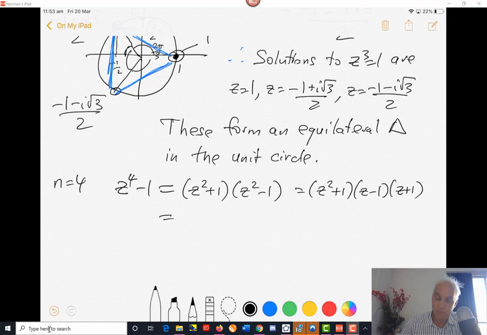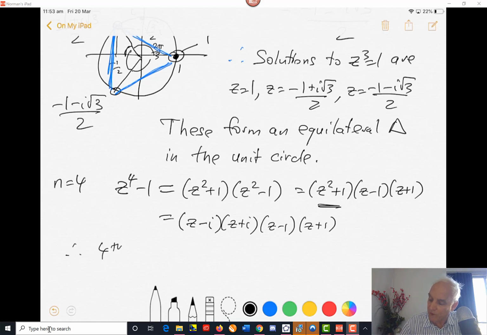And in high school, you wouldn't be able to factor the z squared plus 1 because it doesn't have any zeros in the real numbers. But with the complex numbers, we can factor that because this is looking for solutions of z squared equals minus 1. And we know the solutions are i and minus i. So we can, in fact, factor this as z minus i, z plus i, z minus 1, z plus 1. And so the fourth roots of unity are z equals, I'll just list them, 1, minus 1, i, and minus i.